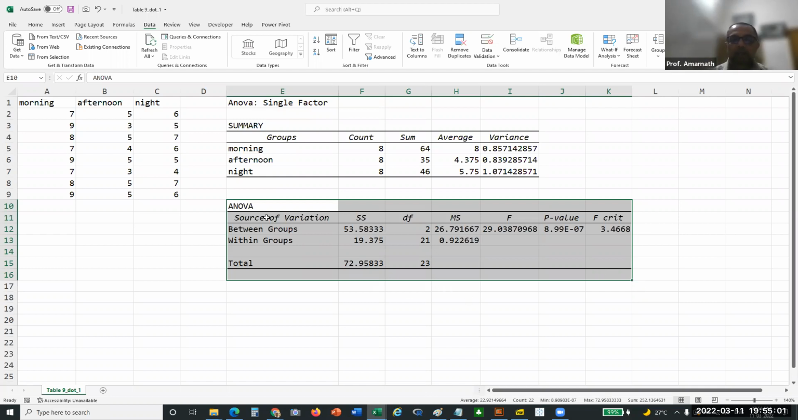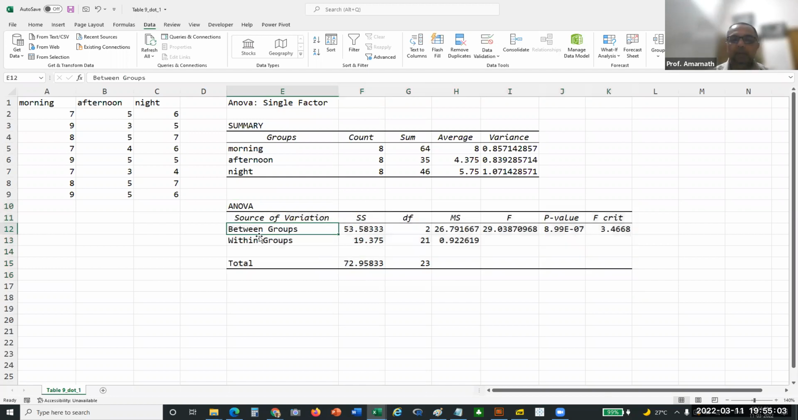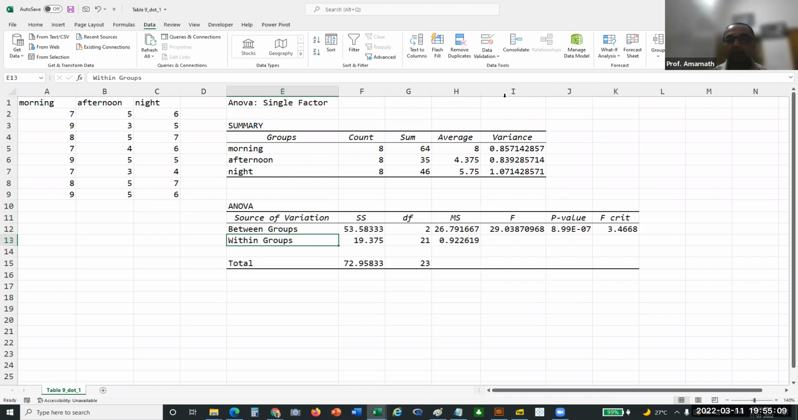So here also you find between groups and all Anova. So what's the difference? Let's check. This is for the 3 groups which we have found: morning, afternoon, night. The summary is this. What is the sum? What is the average for each one of them? As you notice, the morning average is something different as compared to this.